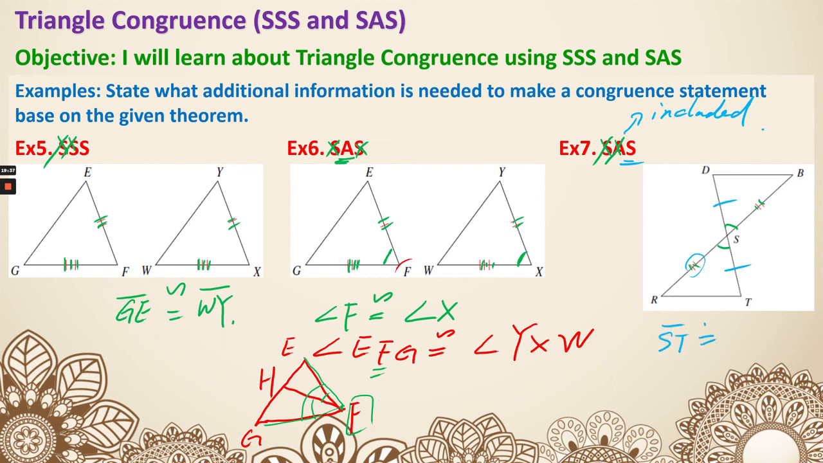So ST is congruent to SD. You can name it as TS is congruent to DS. That works as well. That is example 7, and that is everything for this lesson.